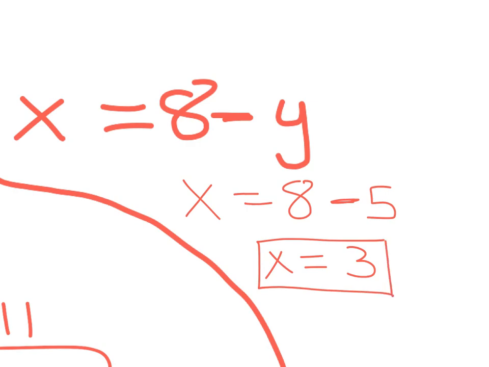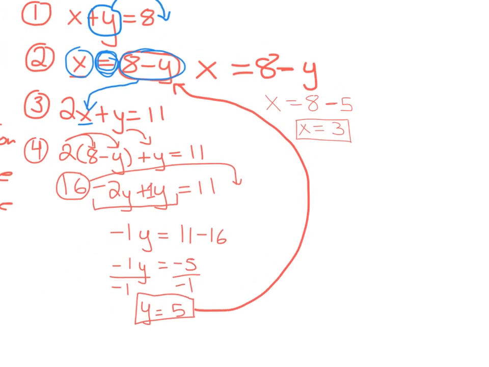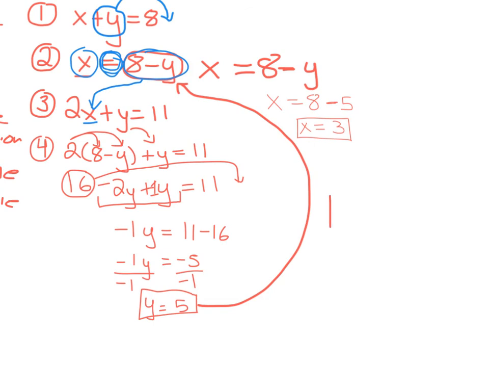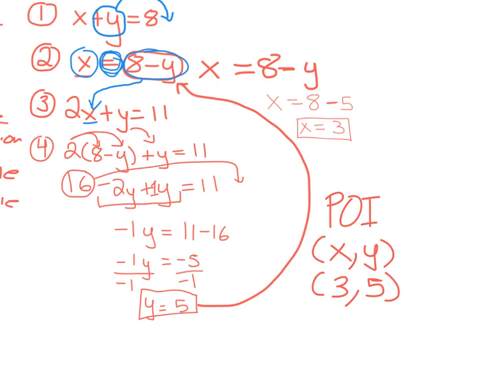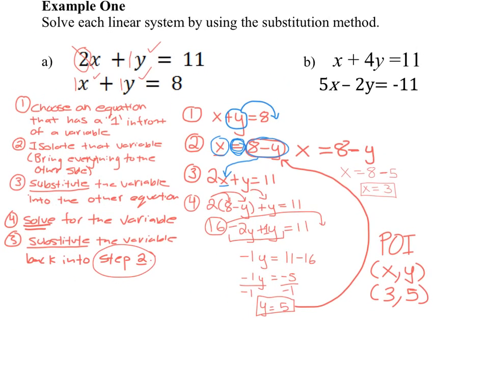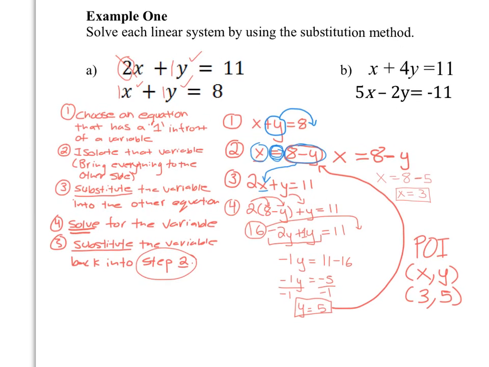So now I've solved for my point of intersection. I know that the point of intersection, the POI, is always a point where these two linear equations cross. So that point is an x and a y, and I was able to solve that my x value was 3 and my y value was 5. Now we can take these same 5 steps and solve for any linear equation by using this method of substitution.